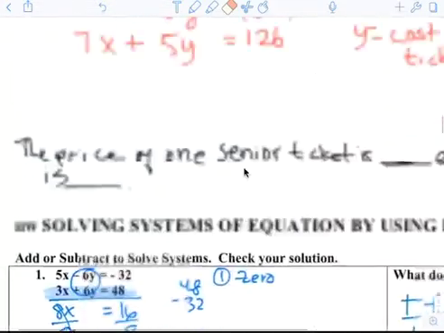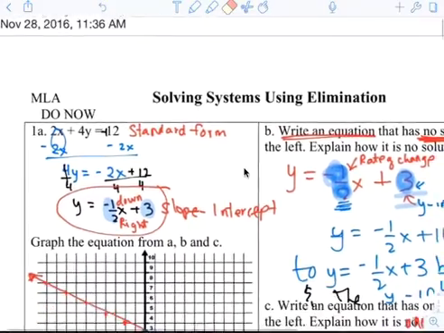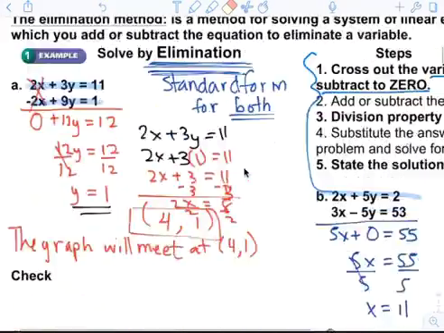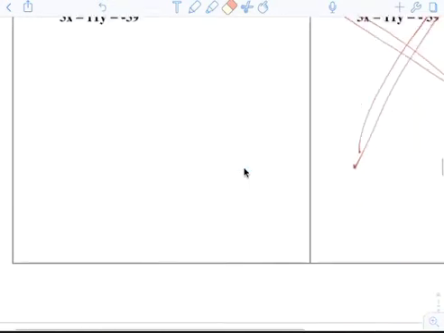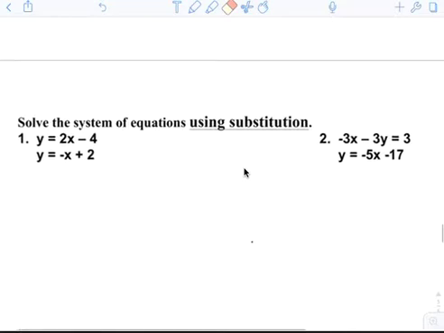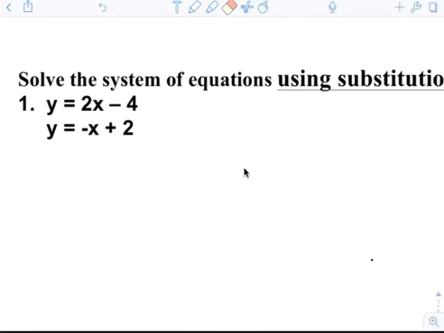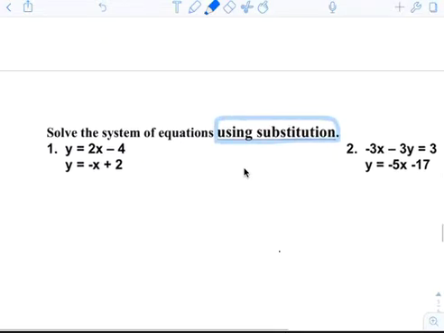Continuation from elimination day 1. So, okay, this is elimination day 1. All these were elimination. This one you need to do substitution. The reason why you can only do substitution and not elimination.